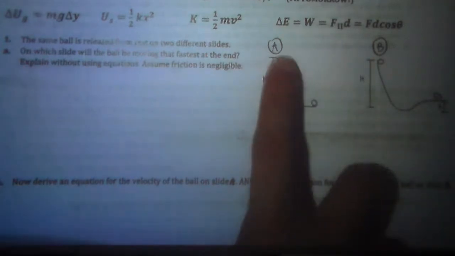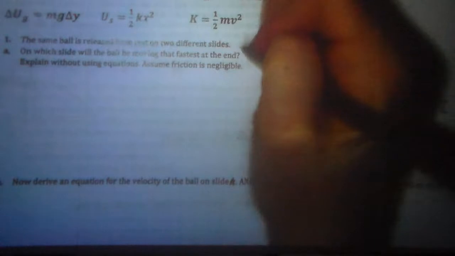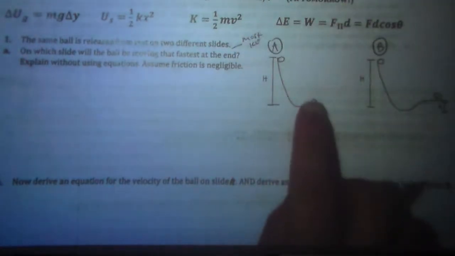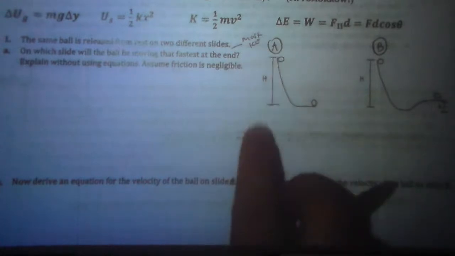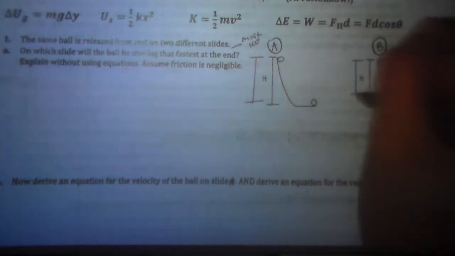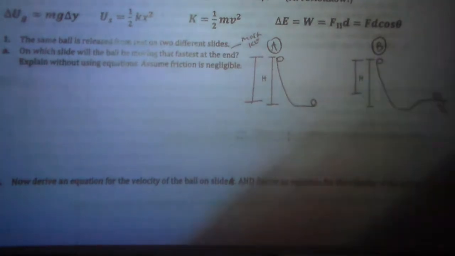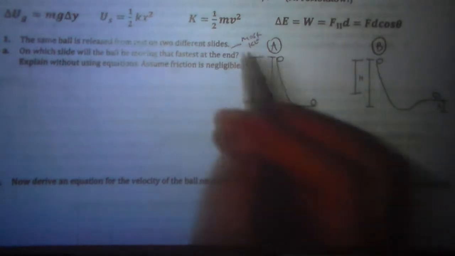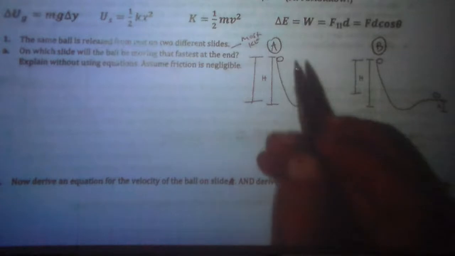So let's think about it. The one that is moving fastest at the end is the one that has the most kinetic energy at the end. Now where that kinetic energy comes from is the loss of potential energy. In part A, I'm losing all of this potential, whereas in part B, I'm only losing some of that potential energy. So that means that A is going to lose the most potential, which means it will gain the most kinetic since energy is conserved.